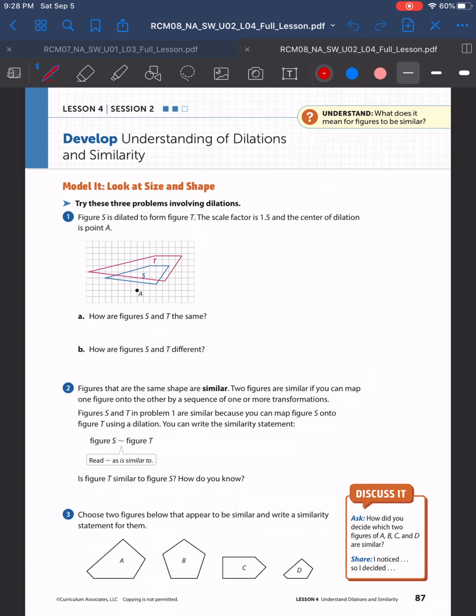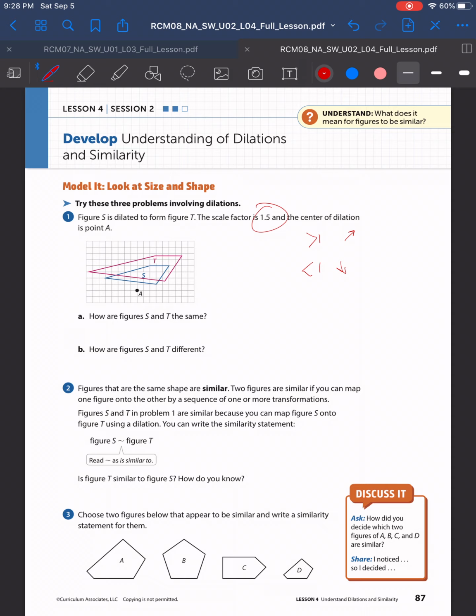So let's look at number 1. Figure S is a dilation from figure T. The scale factor is 1.5. Okay, remember what I said last lesson? If it's greater than 1, that means our things are getting bigger. If it's less than 1, that means our shapes are getting smaller, okay? So we know that our shape is getting bigger. The center of dilation is point A.